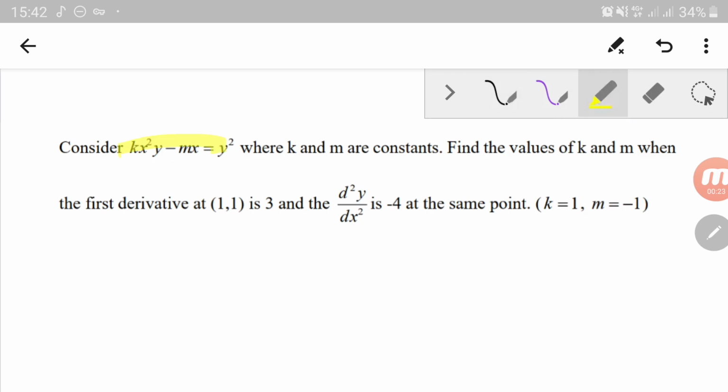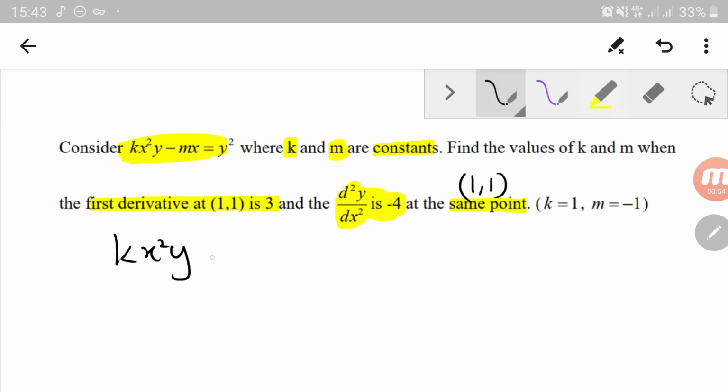So we have an equation here with k and m. For sure, k and m are constants, and for sure we have to find them. Then we have two additional pieces of information that will help us figure out the values of k and m. The first one being the first derivative at (1, 1) is 3. And the second one is the second derivative: its value is minus 4 at the same point (1, 1). Okay, so let's get started.